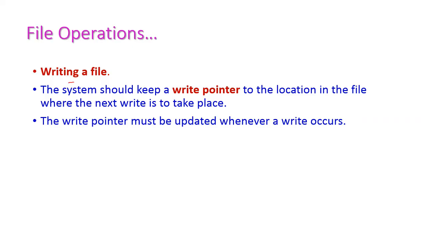Writing a file. After creating a file we have to write some content on the file, isn't it? So the system should keep the write pointer to the location at which the next write is to take place. See, this is a file. Normally the write pointer will be located at the end of file, EOF. At the end of file only we are going to write further, but in between also sometimes we can insert some content, so we have to reposition the write pointer to the corresponding place where we are going to write.